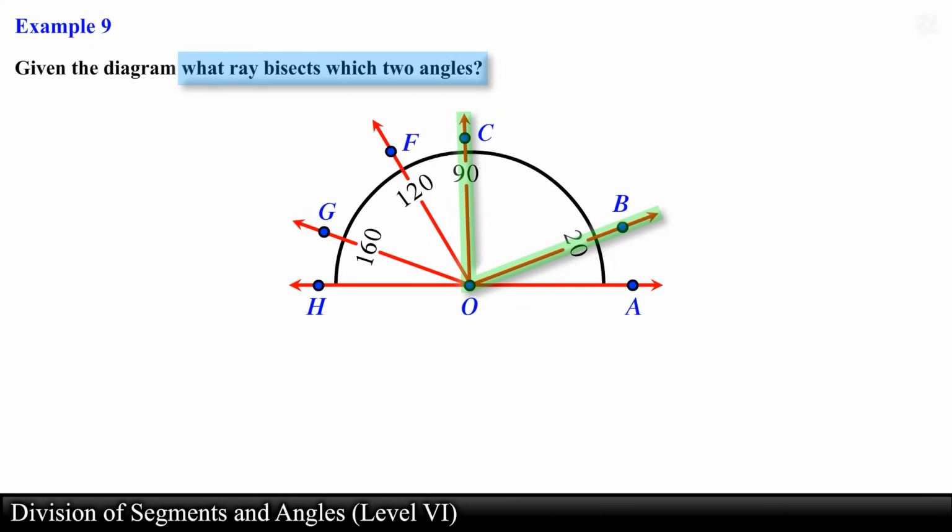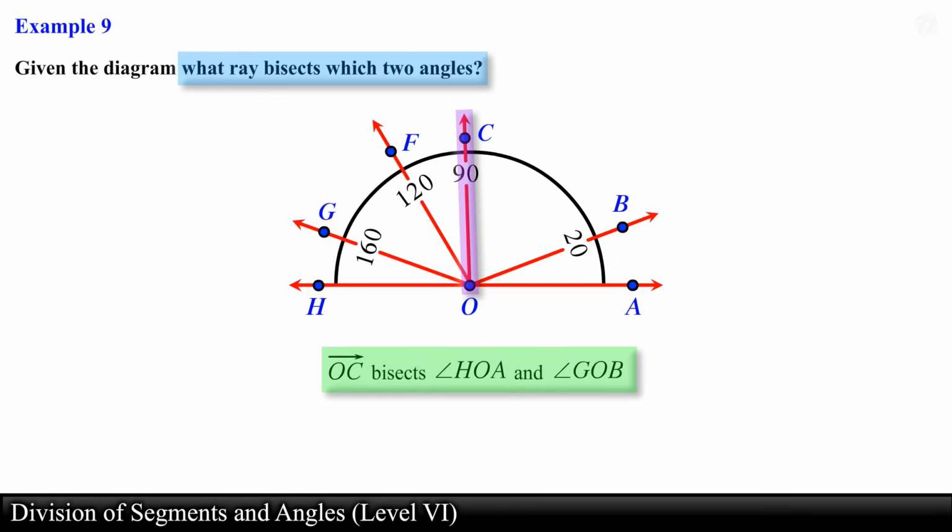Also notice that angle COB and angle COG are congruent since they both measure 70 degrees. These angles also share ray OC as one of its sides. This means that ray OC is also an angle bisector of angle GOB. In the end, ray OC is the angle bisector of angle HOA and angle GOB, and this is our final answer.